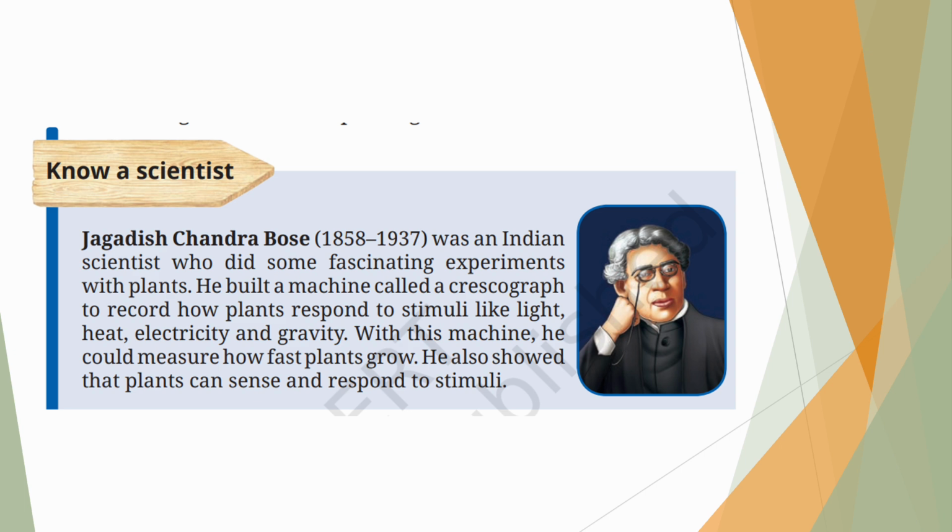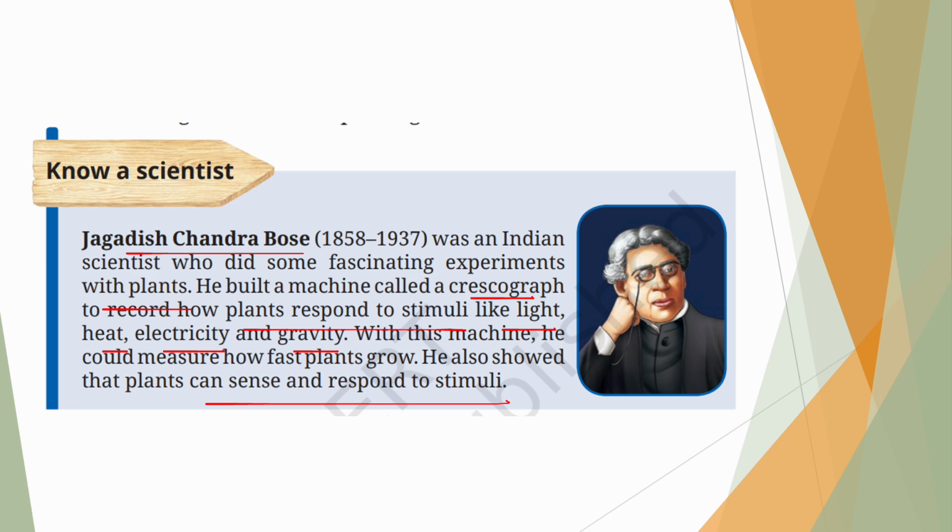Now, Jagadish Chandra Bose was an Indian scientist who did some fascinating experiments with plants. He built a machine called a crescograph to record how plants respond to stimuli like light, heat, electricity, and gravity. With this machine, he could measure how fast plants grow. He also showed that plants can sense and respond to stimuli.